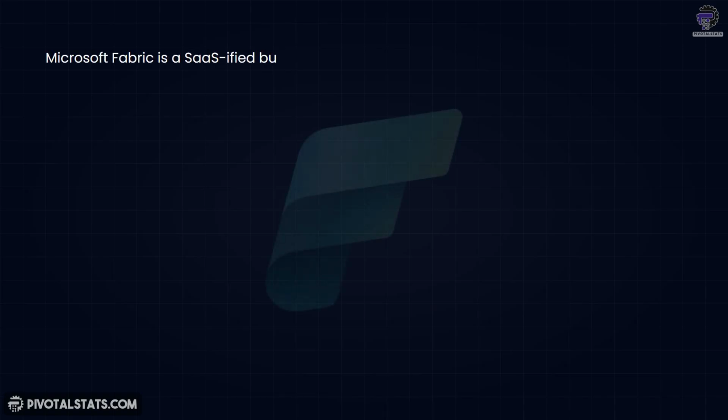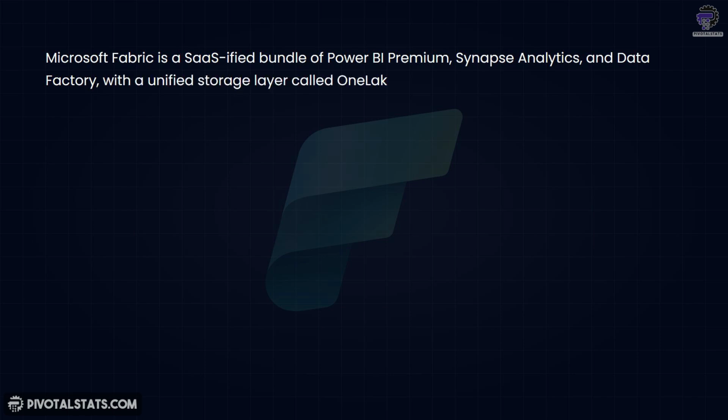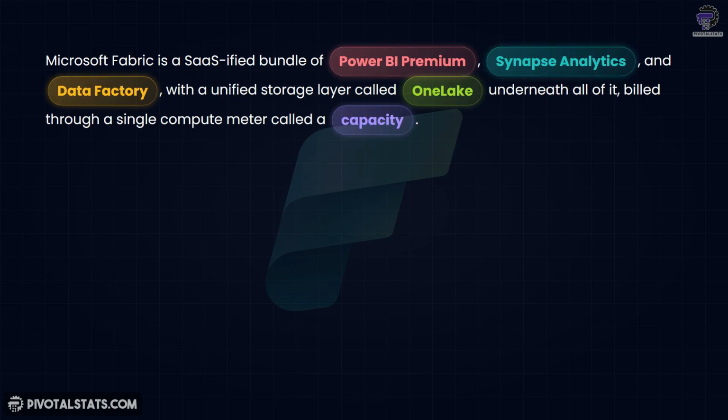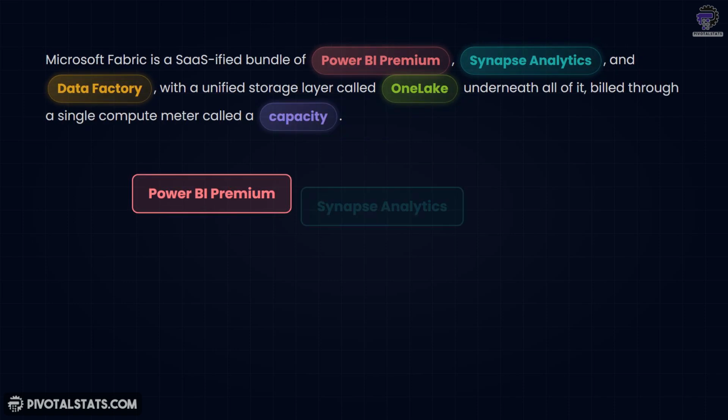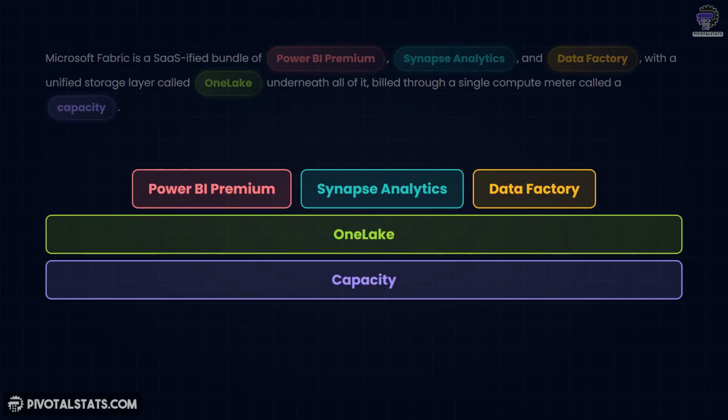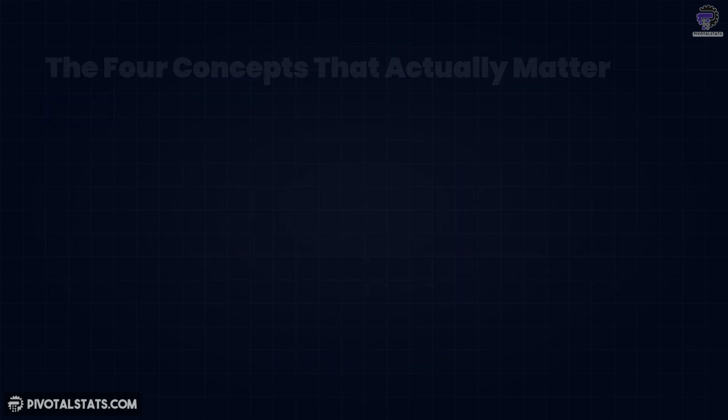Microsoft Fabric is a SaaSified bundle of Power BI Premium, Synapse Analytics, and Data Factory with a unified storage layer called OneLake, billed through a single compute meter called a capacity. And that's it. That's the whole product. Everything else, lakehouses, warehouses, KQL databases, data activators, real-time intelligence, is a workload that runs on top of that foundation. If you understand the foundation, the rest is just naming.